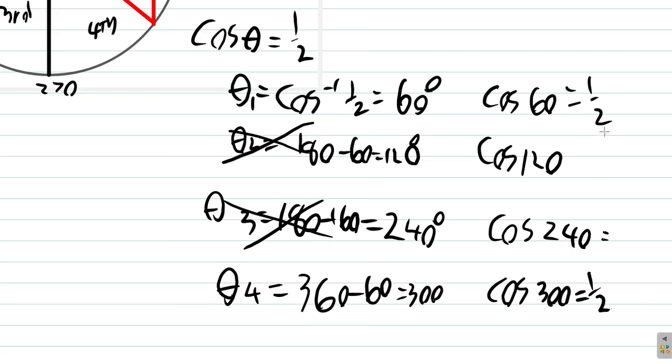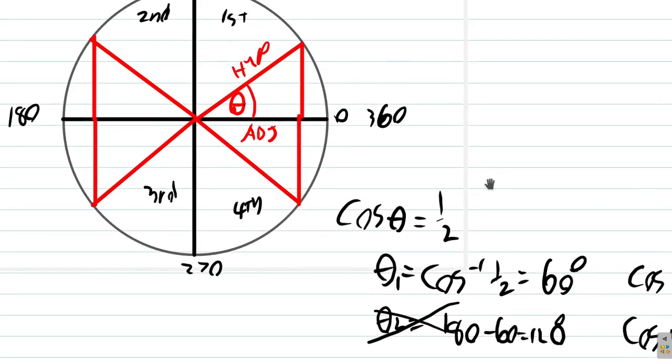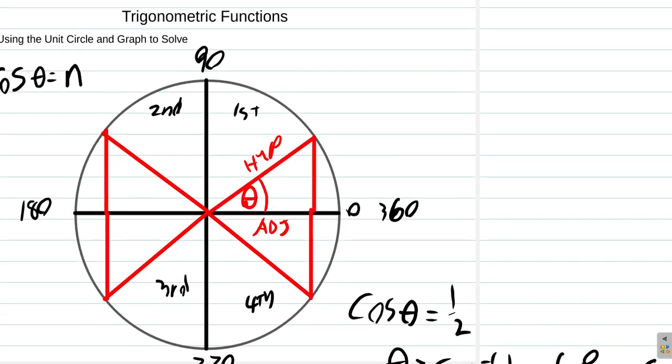So it works for 60 and 300 degrees for the same reason. You see, just a little reminder: adjacent over hypotenuse. This is a negative adjacent over hypotenuse, giving you negative half. So if you find the cosine of any angle between 90 and 180, or between 180 and 270, you're going to get a negative number.